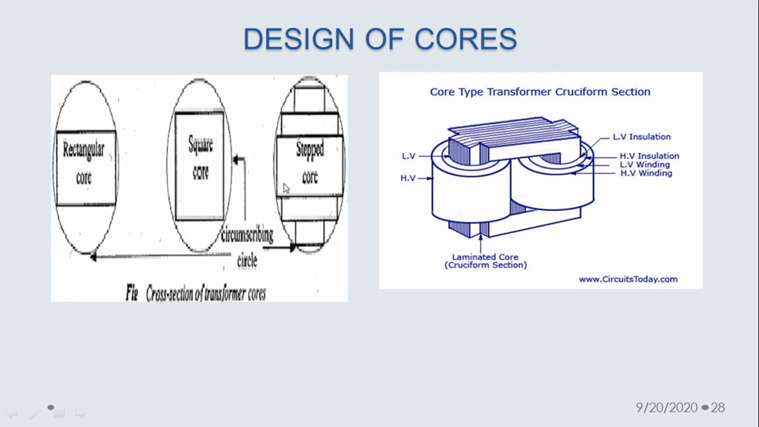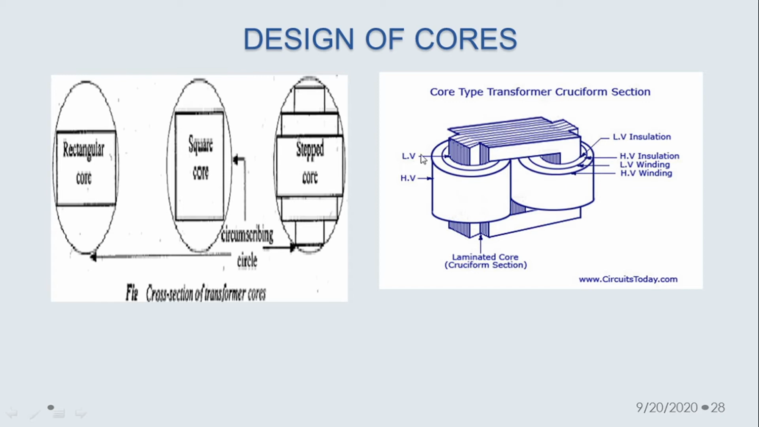Instead of using a rectangular core or square core, if you use a stepped core, meaning it is divided into step-like structures like this, it is called a stepped core. Here you can say it is a three-stepped core. This is one step, this is the second step, and this is the third step. Same way in the bottom side also. From the center of the circle on the top side, this is one step, second step, and third step. Likewise in the bottom side also. So it is called a three-stepped core.